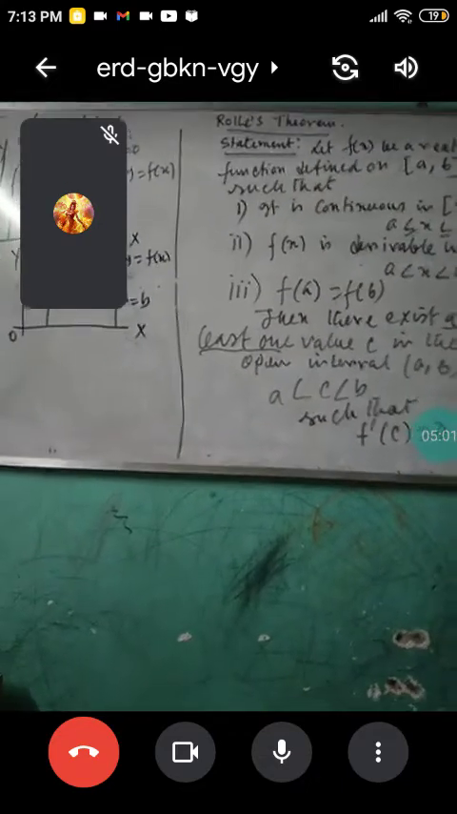What is the geometrical interpretation of Rolle's theorem? Geometrical interpretation says that if we take a continuous curve, this is the continuous curve, this is the line x = a and this is the line x = b.